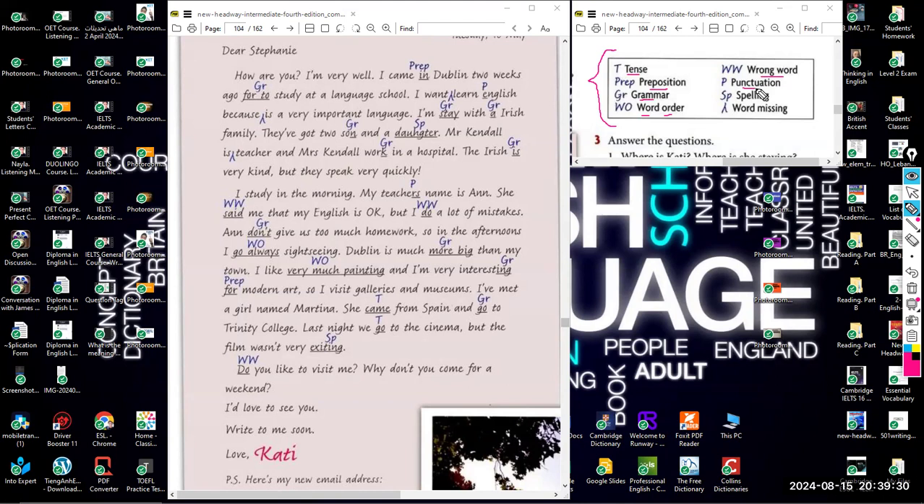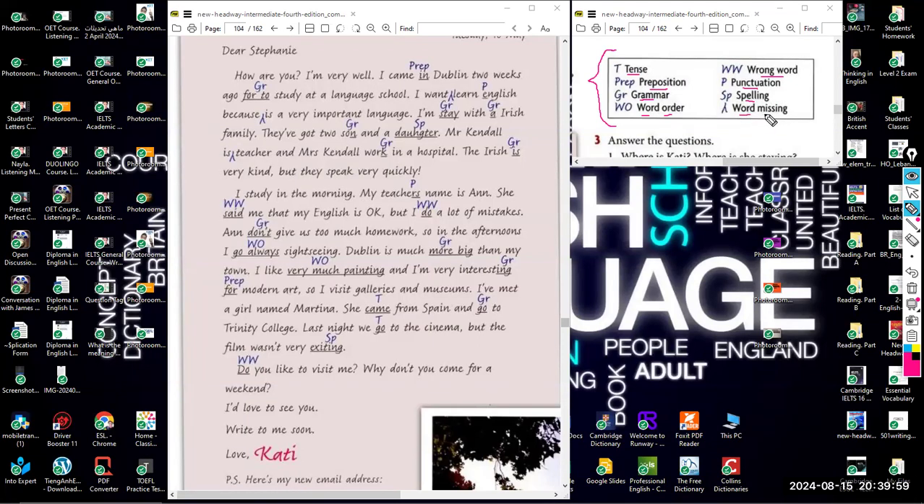Then my punctuation marks. Punctuation marks, guys, are extremely important. I know that in speaking, no one knows if you are using a comma or a full stop. But absolutely, in speaking, guys, you have to pause for 1 second if you are using a comma, and you have to pause for 2 seconds if you are using a full stop. So I think punctuation marks are really important in writing. After that, you have to check your spelling mistakes.